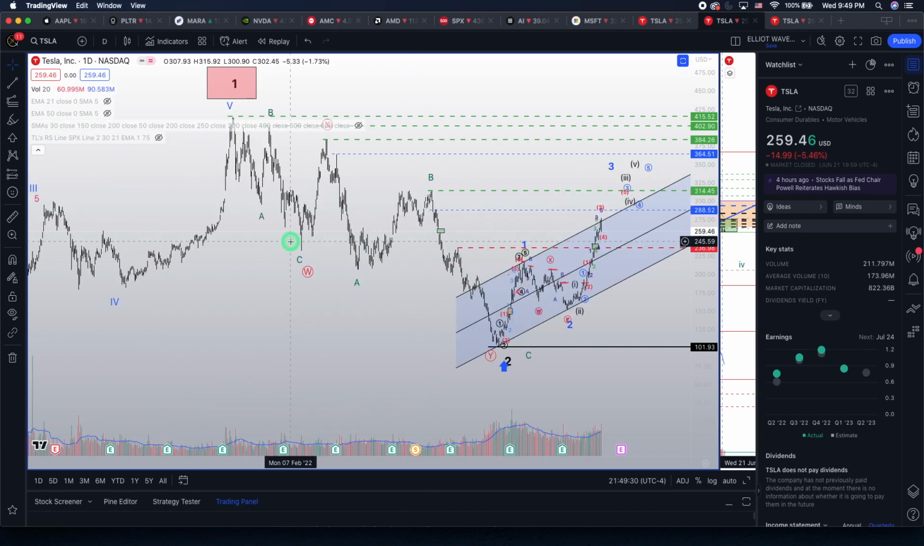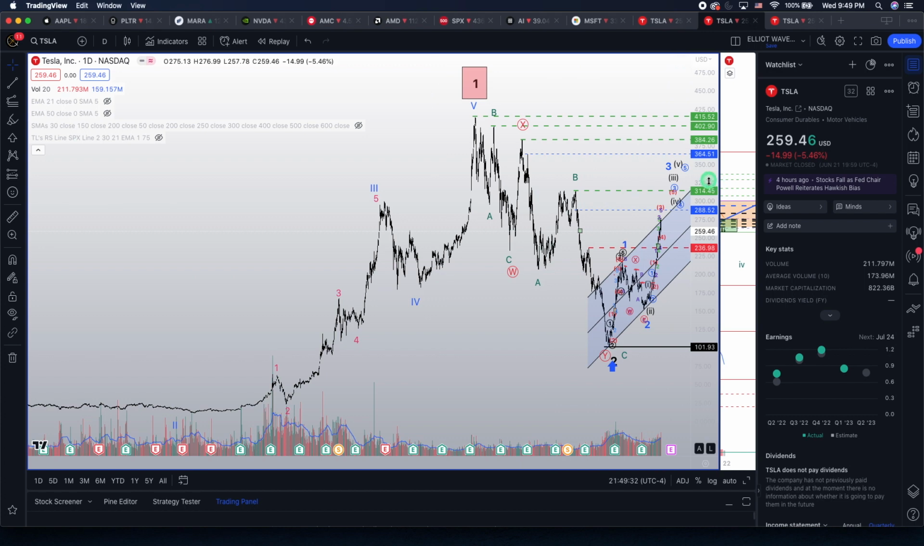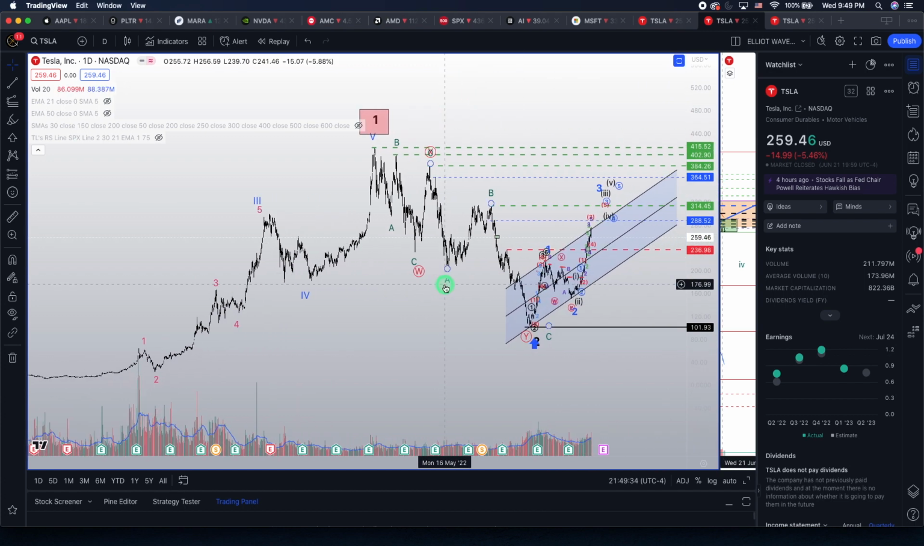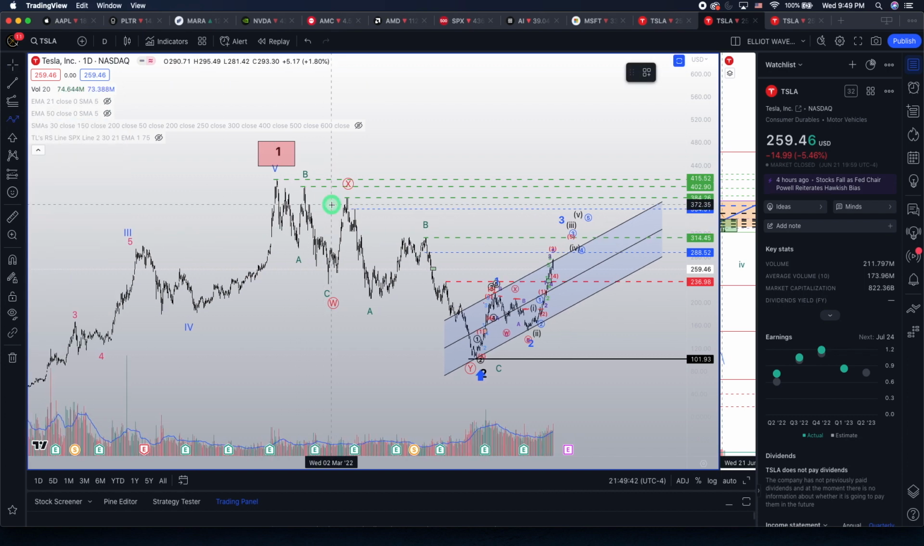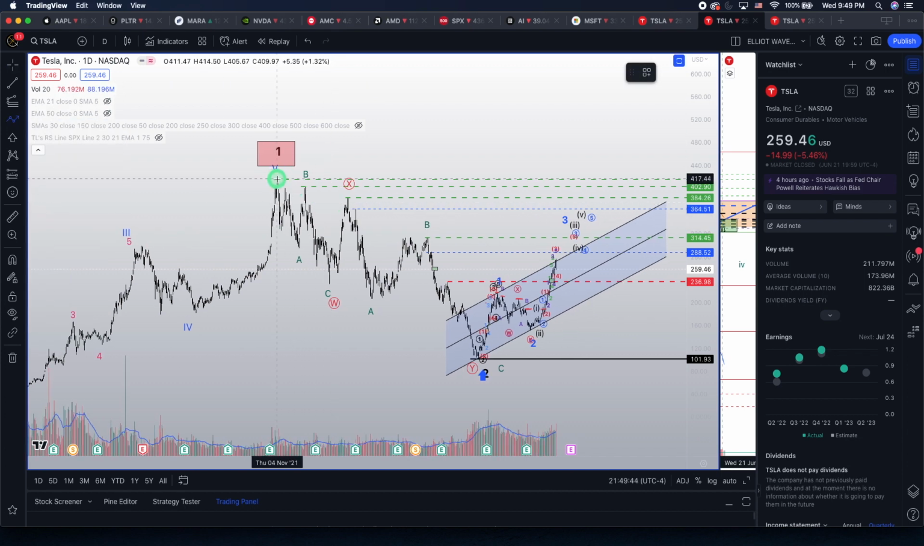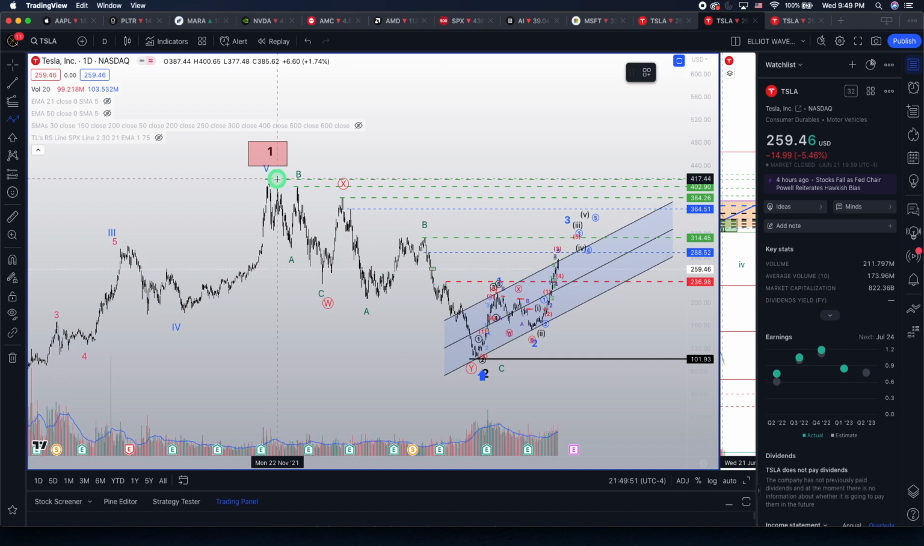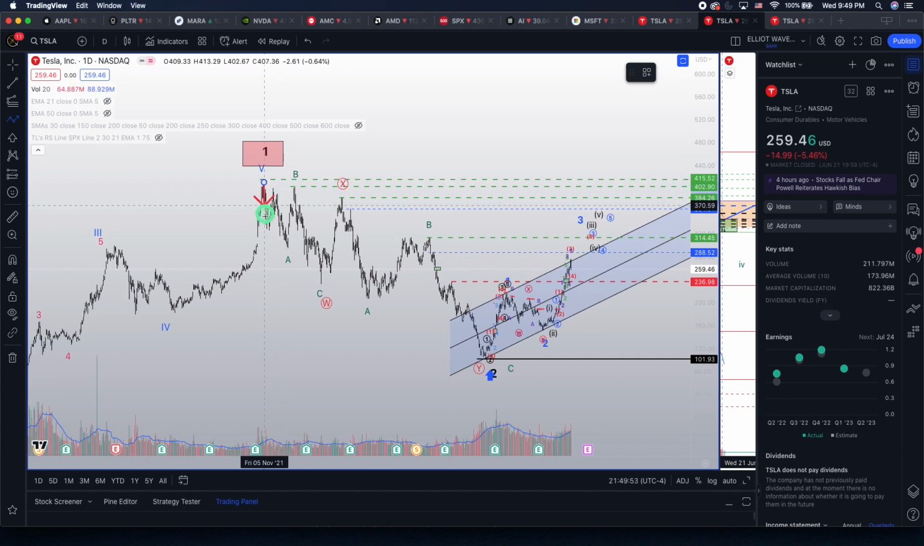I wanted to mention this larger degree correction. All right, I'm going to go over this correction a little bit. So this correction from the all-time high at $414, there's a couple different ways that you guys can take this. It's not too important, but I'll just go over it. I have this marked as an A, B, C for a W wave, and then we'll get an X wave connector, and then another A, B, and then a C for our Y wave.